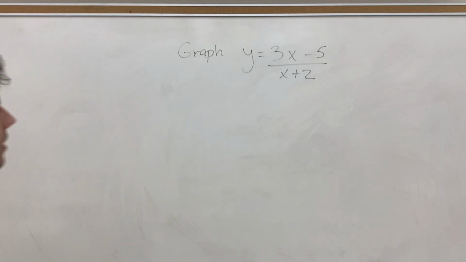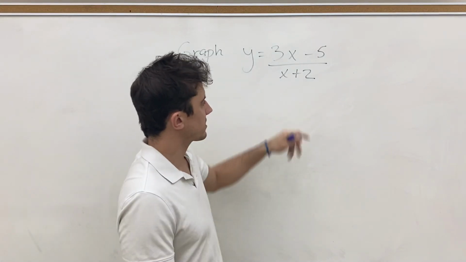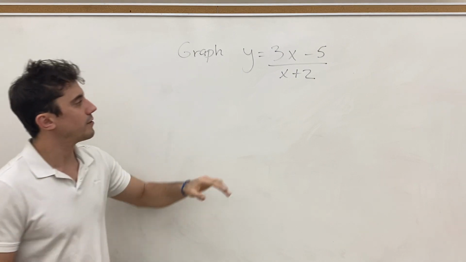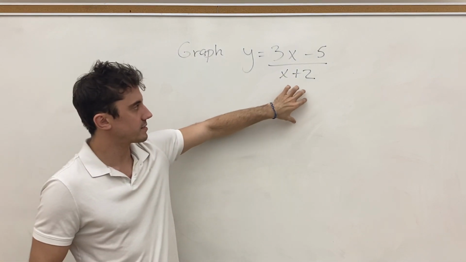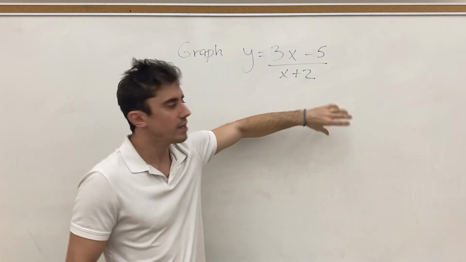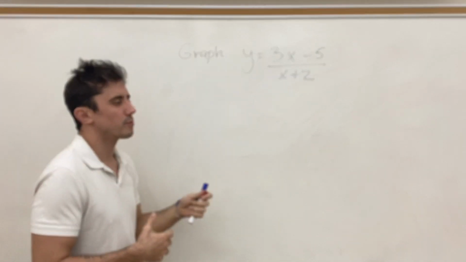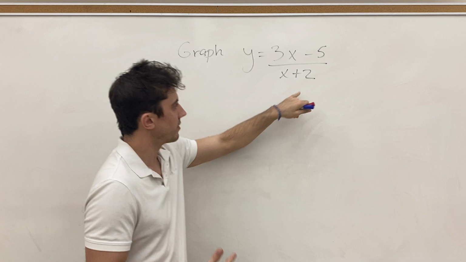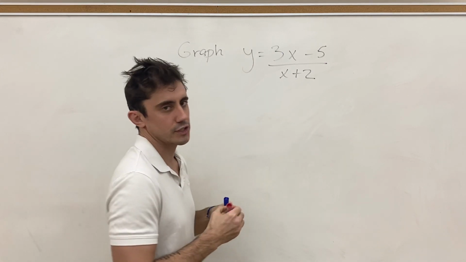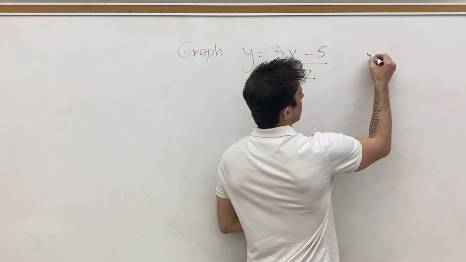Hey everyone, today we're going to graph a rational function, y is equal to 3x minus 5 over x plus 2. Now, if we were to start plotting the points with the function written in this way, we would probably have to make a table of values and plot one point at a time, not maybe really understanding the connection between this function and the parent function y is equal to 1 over x, right?